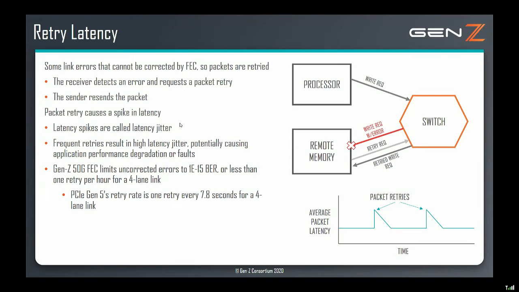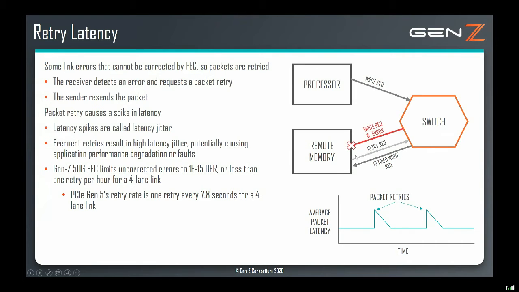Another aspect of latency is the latency jitter that is caused by retries. So FEC doesn't correct all errors. There are some errors that FEC cannot correct, and in that case, a link level retry is initiated to redo the request. You can see in this diagram on the upper right, there's a write request from the processor, goes out through the switch, and then there's an error received by remote memory. That's the red line with an X. So the remote memory detects the error. It can't be corrected by FEC.